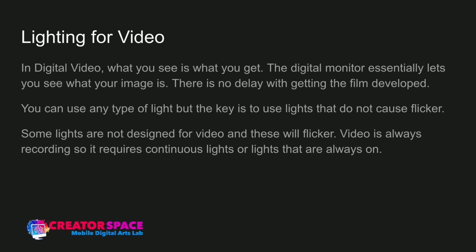And again, here's a note: some lights aren't designed for video and these will flicker. Video is always recording, so it requires what's called continuous lighting. You can't use things like photography strobes or flashes. You need continuous lighting. So if you're coming from a photography background, you need to know that you need continuous lighting for video, because it's always on, right? That's really important to remember.